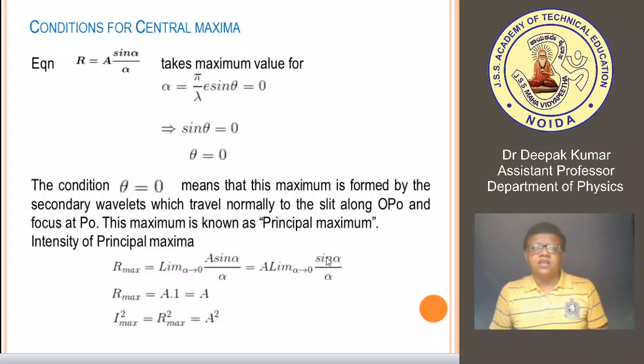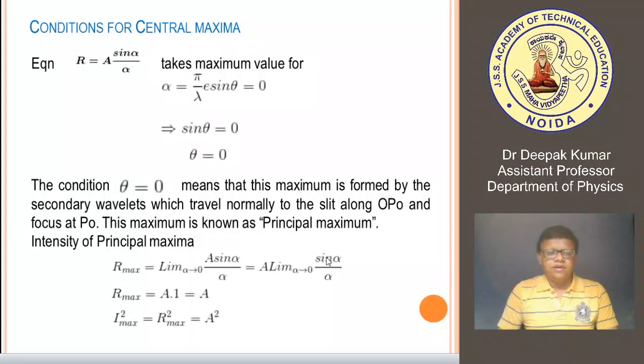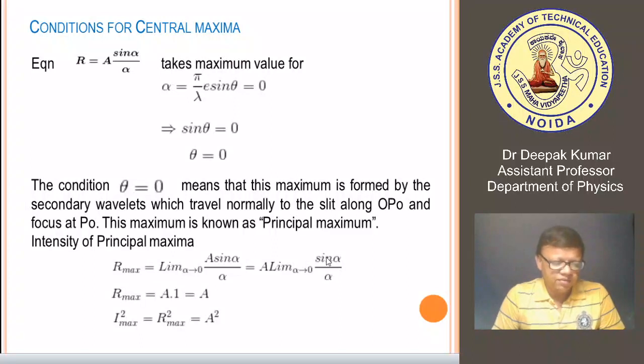Now based on this particular expression, I can find out the conditions for central maxima, because if I am dealing with central maxima, my aim is to maximize the intensity at that particular point, and intensity can only be maximized when the value of R is maximum. So if you want to find the conditions of central maxima, you have to maximize the value of R, and the value of R here is A sin alpha upon alpha, and in general it is assumed that this particular value will be maximum when you take alpha as 0.